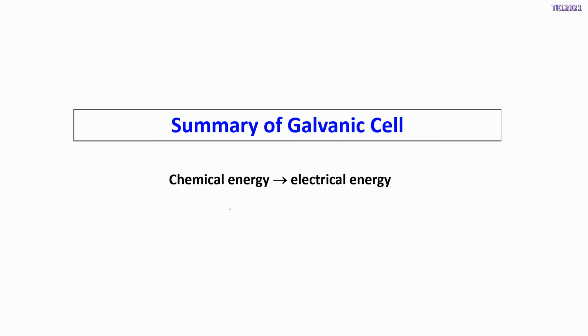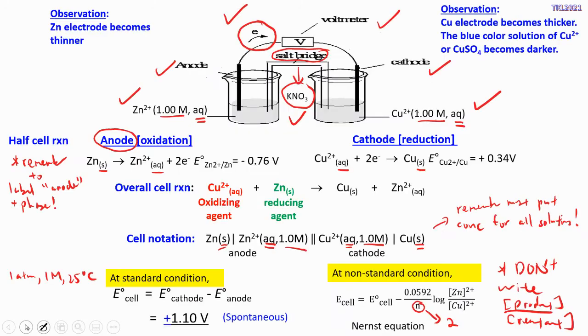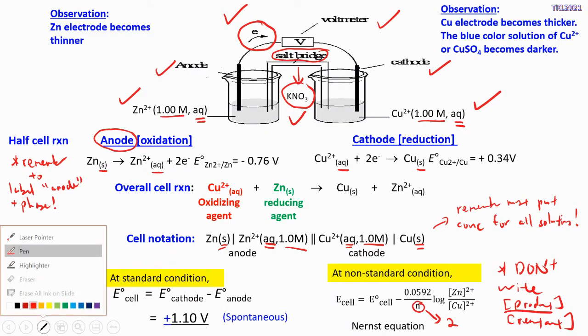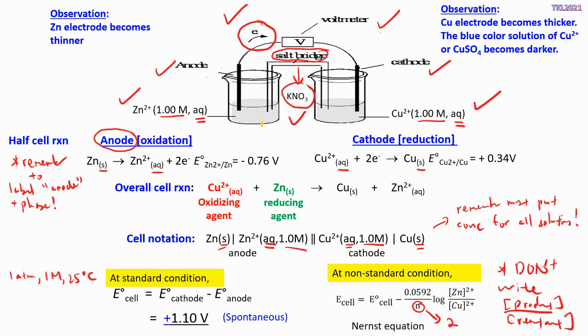Now we will continue with the summary of galvanic cell. What do you need to know? Okay. So first of all, you need to know how to draw the cell diagram. For the cell diagram, usually students will leave out the salt bridge.